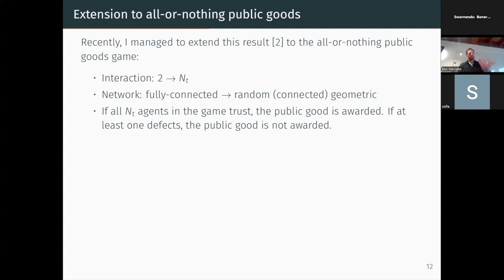The underlying rule here is that all agents need to play the trust action in order to get the public good. Otherwise, it's not awarded. You can think of that as some kind of natural resource, and as soon as one company pollutes it, it's ruined for everyone. Or you can think of it as a veto power that everyone has, and as soon as one person says no, no one gets the benefit of the public good. How realistic that is can be debated, but we thought it's a reasonable starting point as well.